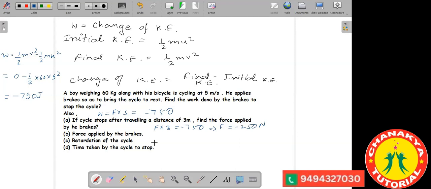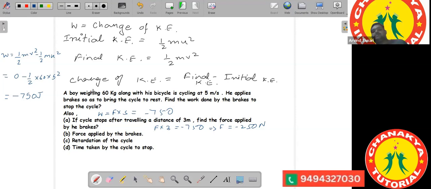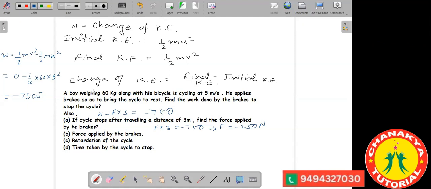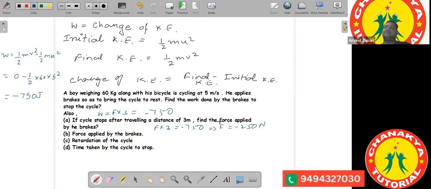Sir, but when we brake a cycle, isn't it supposed to be final velocity, like it comes to rest? Yeah. Final velocity is 0, that is when it comes to rest. So 5 meters per second is the initial velocity. It is initially traveling at 5 meters per second, and he applies brakes so as to bring the cycle to rest. Hence, the work done by the brakes to stop the cycle will be minus 750.